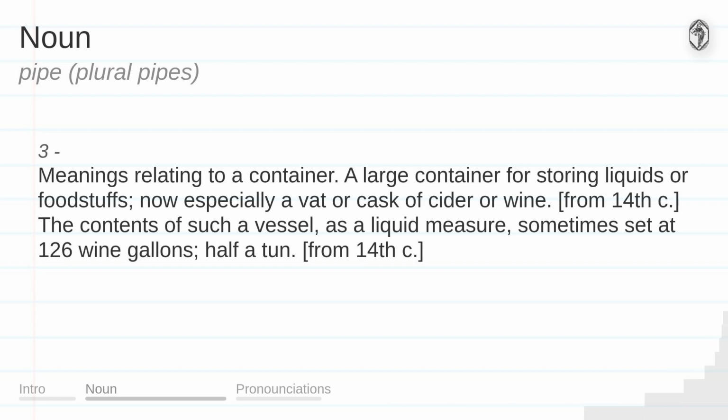Meanings relating to a container. A large container for storing liquids or foodstuffs, now especially a vat or cask of cider or wine. From 14th C. The contents of such a vessel, as a liquid measure, sometimes set at 126 wine gallons, half a ton. From 14th C.